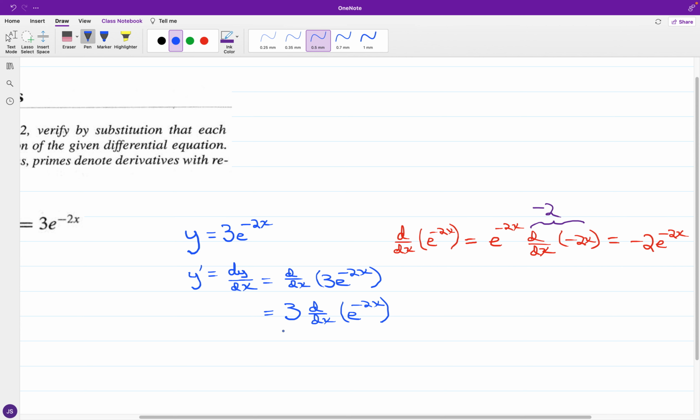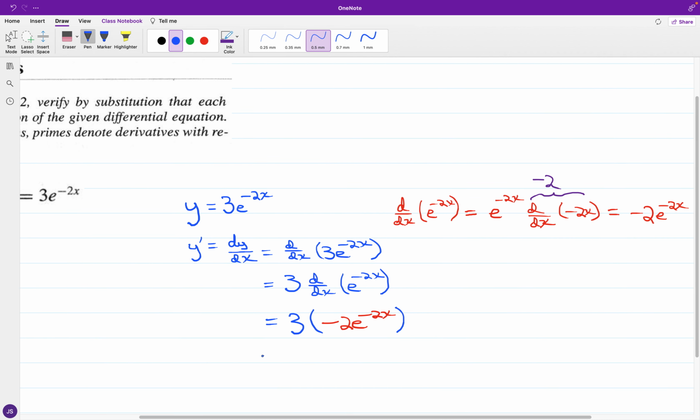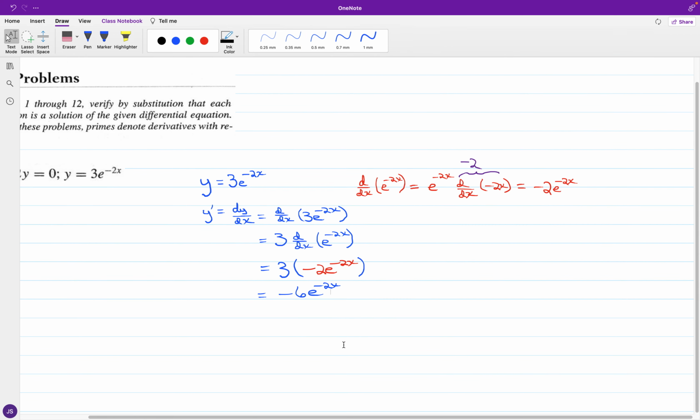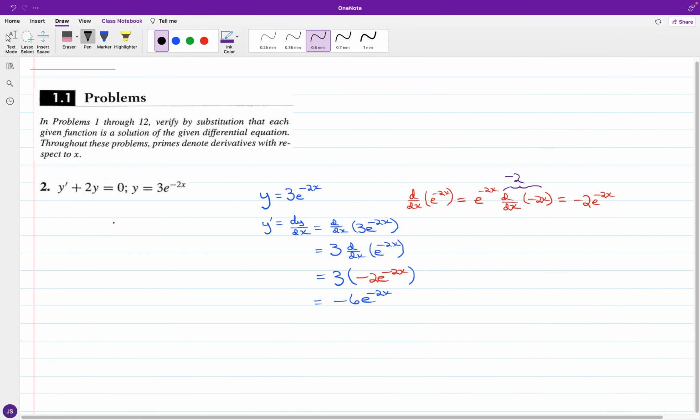So for the derivative of 3 times e to the negative 2x, you have 3 times the derivative of e to the negative 2x, and again we have negative 2e to the negative 2x, and so y prime will end up at negative 6 times e to the negative 2x.